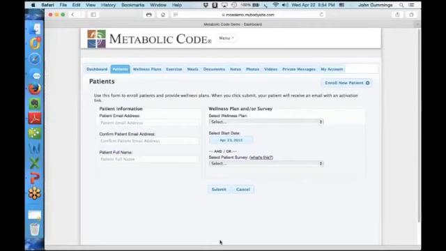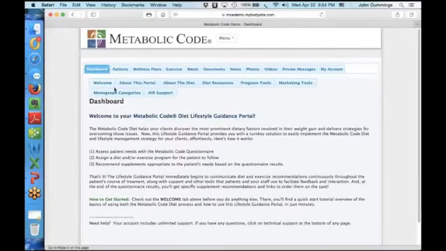So between the air support and the lifestyle guidance portal, you've got two tools that really take everything that Jim has been talking about in terms of how do I make this easier for me as a practitioner and yet make it so much more effective for the patient to reach a point of optimal wellness. And these two tools together, I think, are a killer combination.